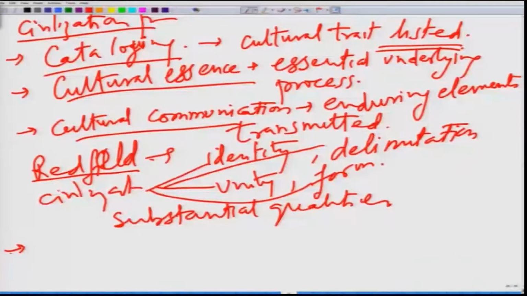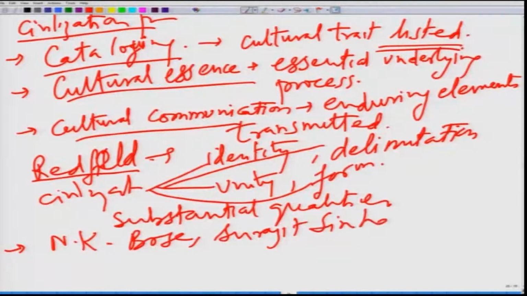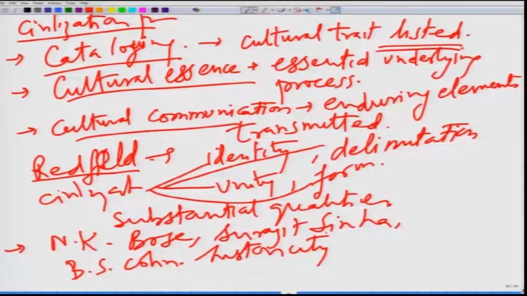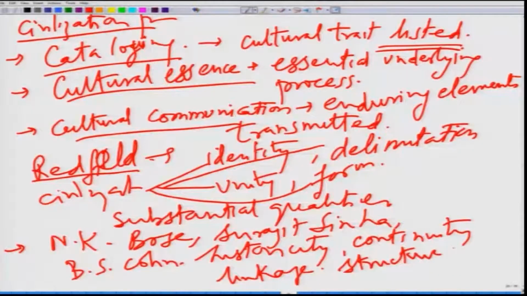So, in the civilizational perspective, if you try to see the various contributions, the pioneers, N.K. Bose, as I referred earlier, is one of the legendary figures. Then we have Surjit Sinha, and also we have B.S. Cohen, whose contribution can be seen as important with regard to the civilizational perspective. All these people try to understand the historicity, the continuity and the linkage of the various structures of the Indian society.